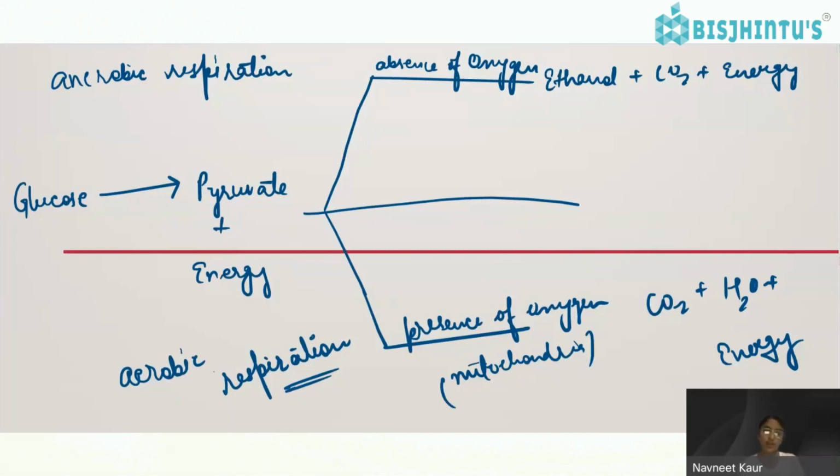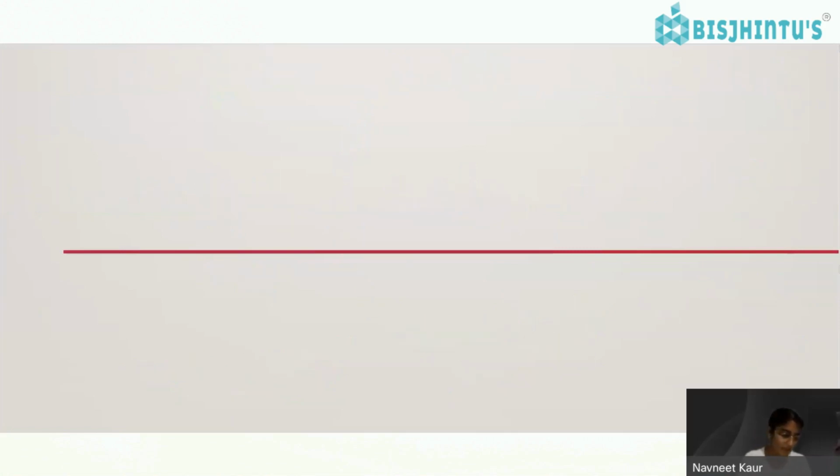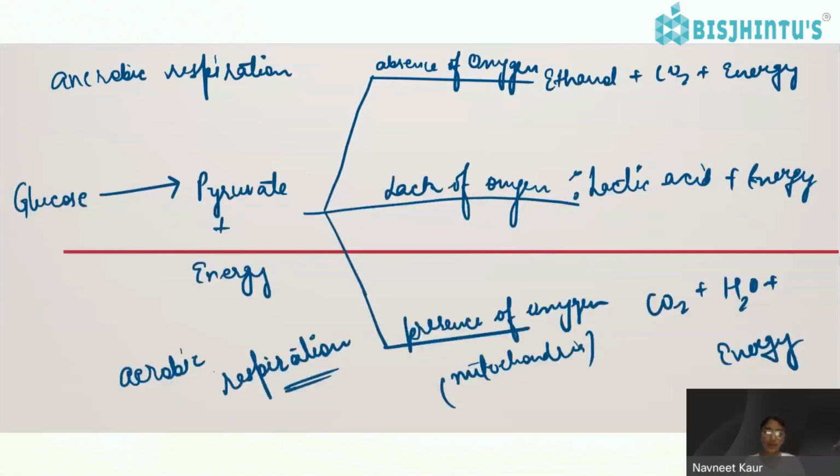Right? And what we read about lack of oxygen, that is going to be the same, lack of oxygen. It leads to the formation of lactic acid, which is a 3 carbon molecule, and energy. And this lactic acid that is produced, if it is produced suddenly, the sudden production of lactic acid in our body causes cramps.